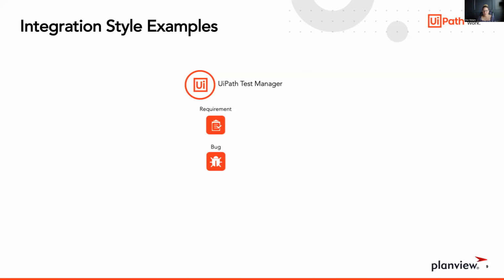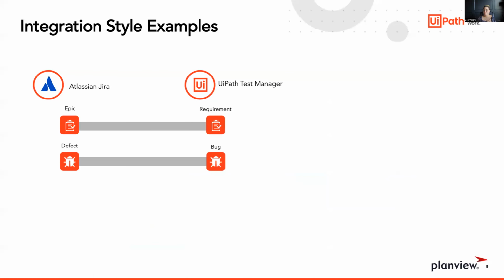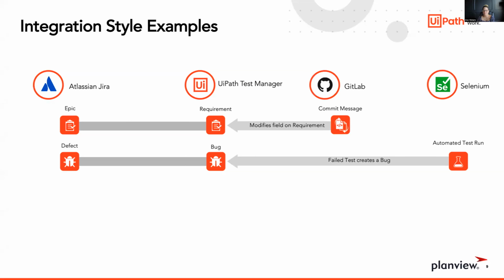Imagine you have a requirement and a bug in Test Manager. That first style of integration called synchronization, think of it as bidirectional, epics, defects flowing over into Jira. Second style of integration, again, is that one-way push. So imagine we can do one thing first. We can modify a field on a requirement from something like a commit message in a tool like GitLab. So again, something we don't have a connector for, but we can connect to via an inbound webhook. Or we can create something new. So something like maybe a Selenium automated test run fails. That failed test run can create a bug over in Test Manager.